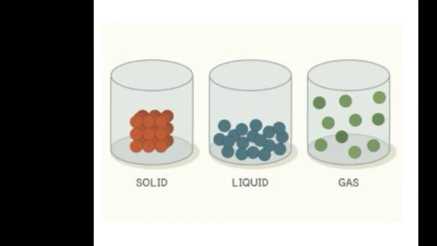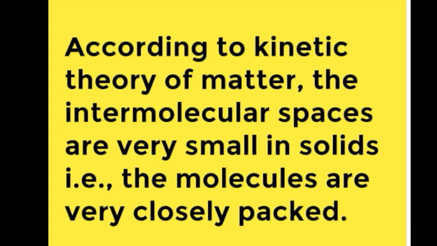Here you can see the molecular arrangement in solid, liquid and gas. In solid, the molecules are very closely packed. In liquid, less closely packed. And in gases, the intermolecular space is very large, and molecules are far apart from each other. According to the kinetic theory of matter, intermolecular spaces are very small in solids. It means the molecules are very closely packed.